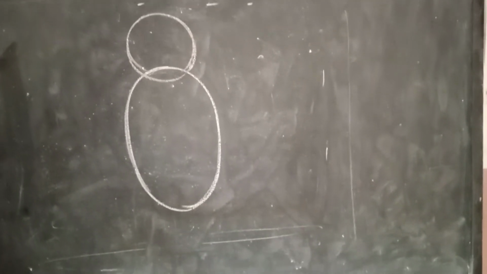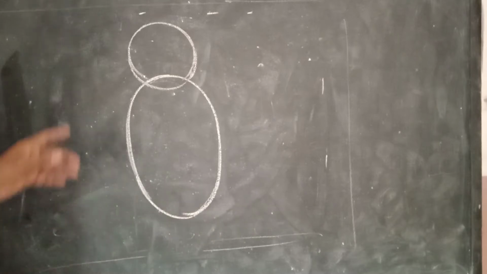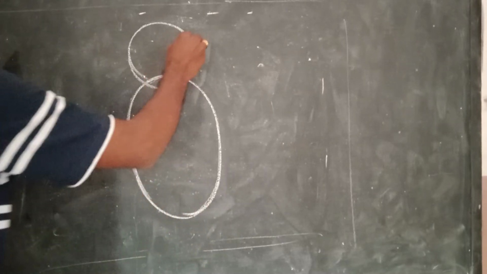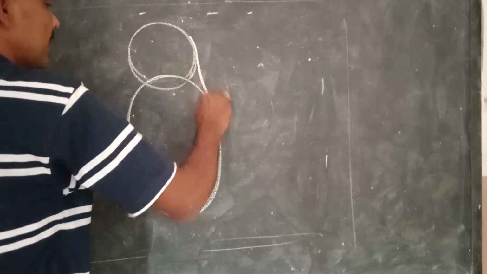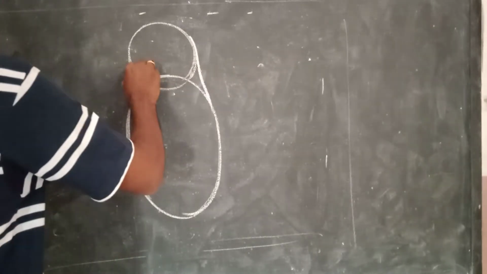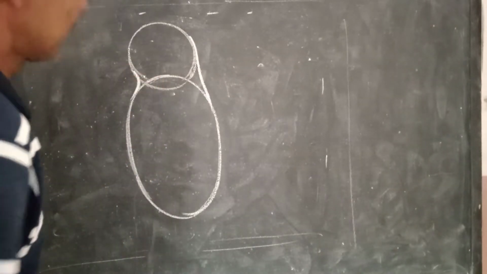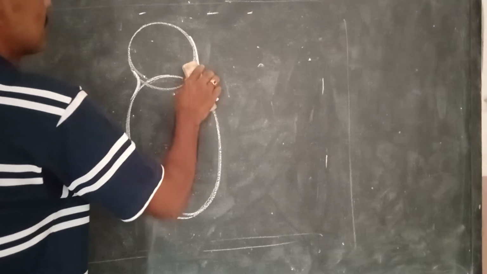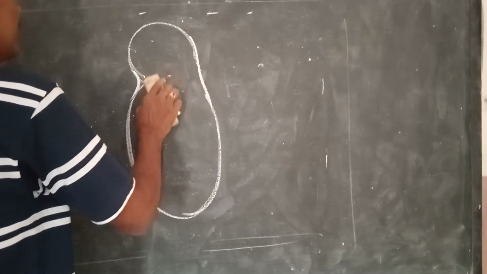See, now next I am going to join this oval and circle. An oval and circle I am going to join, right? Next here, I am going to erase these inside lines.